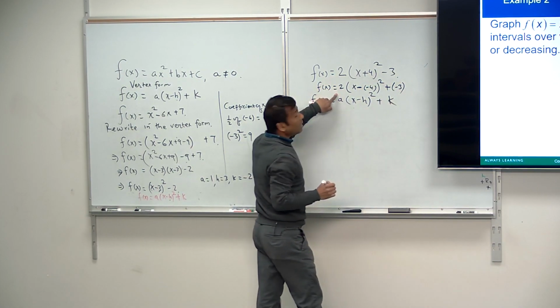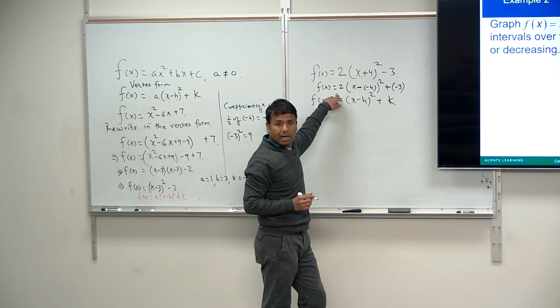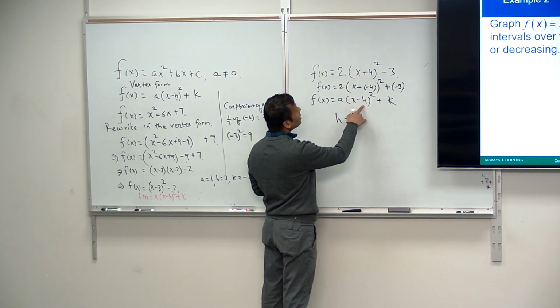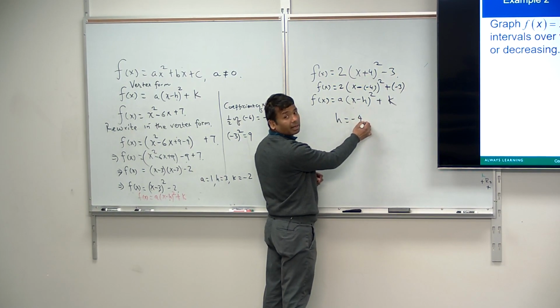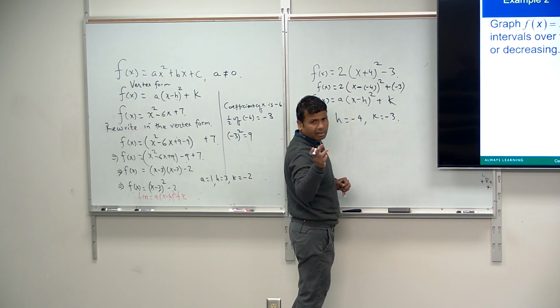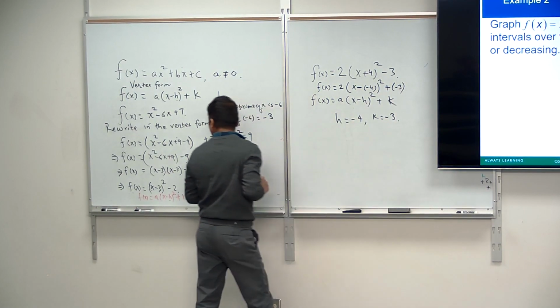Now this and this, they are equivalent. Is that right? Yeah. So now you can see, what is the value of h? Negative 4. What is the value of k? Negative 3. Yeah, that's what I figured it was. I was just curious.